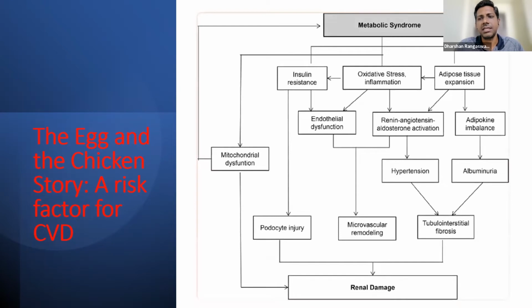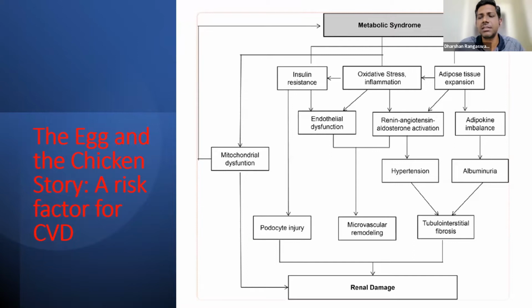In a nutshell, it was all explained by Dr. Saqib about the pathophysiology. I'm not going to detail much. He explained the central role of insulin resistance. Yes, there is oxidative stress, inflammation, the adipose tissue expansion, which itself is an endocrine organ, altogether resulting in an endothelial dysfunction, activation of renin-angiotensin. There's an imbalance of the adipokines, and together contributing to albuminuria, hypertension, tubulointerstitial fibrosis, microvascular remodeling, podocyte injury.